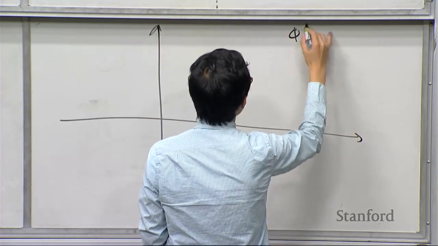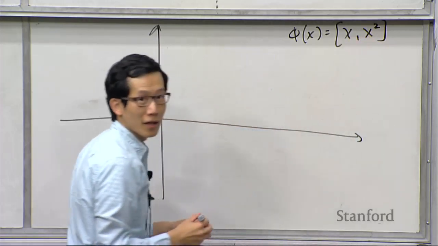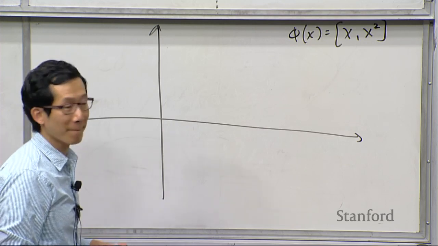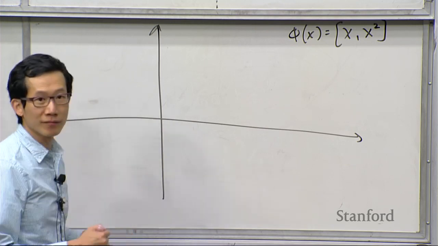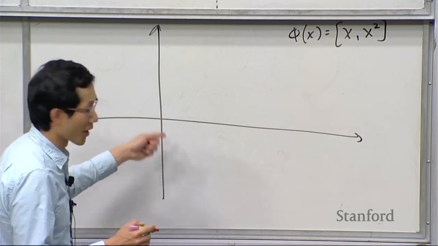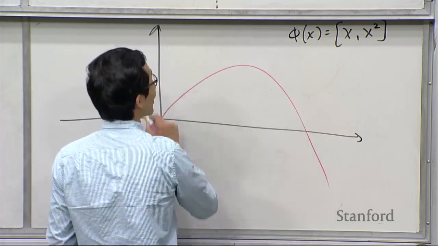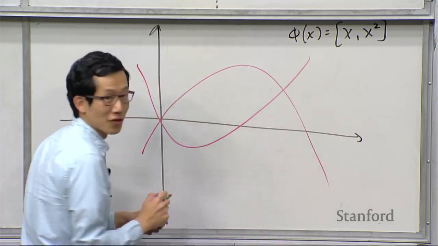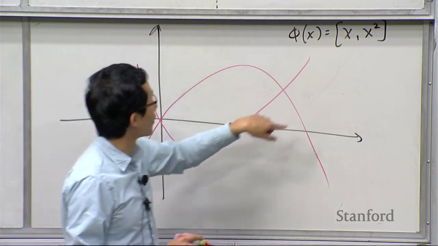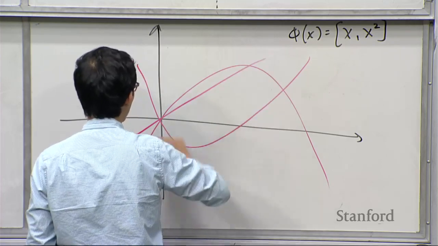And let's suppose we define phi of x equals x and x squared. Okay? So what kind of functions does this give us? Yeah. So it gives us quadratic functions that go through the origin. So they look like this. They can look like this too, and so on. Do they also include linear functions? Yes, because you can always set w2 equals 0. So they also include linear functions, right?